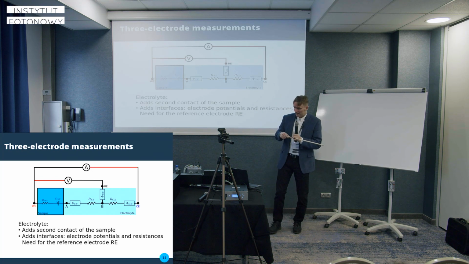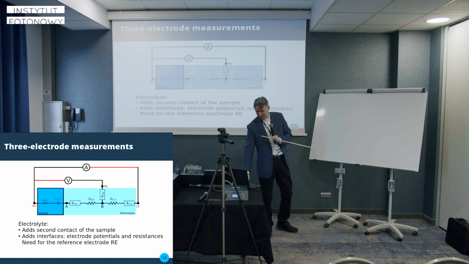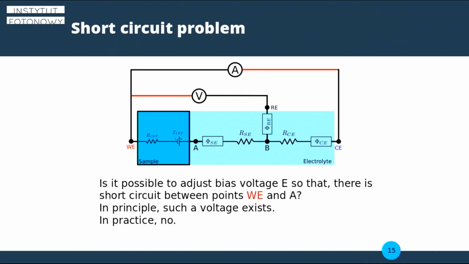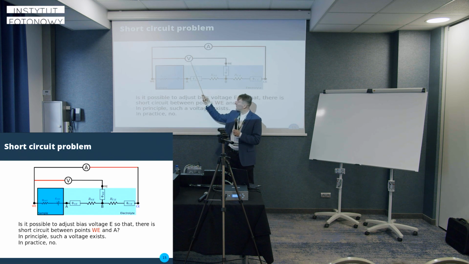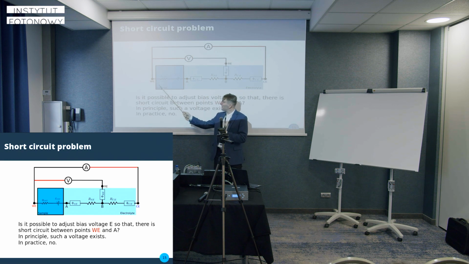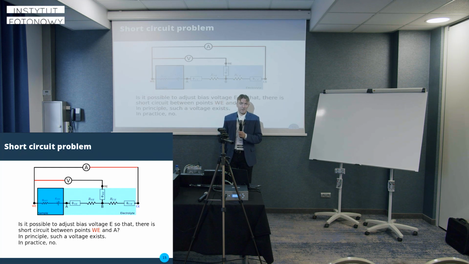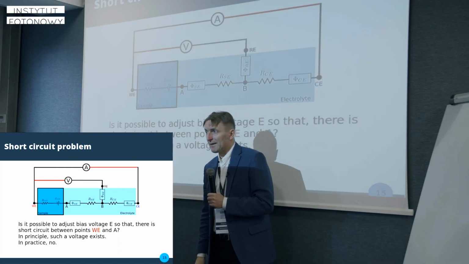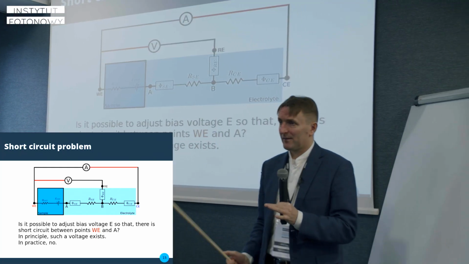But now, let's go back to our original problem. I would like to know what setting I should set here on this voltmeter in order to get this great short circuit current out of the sample between those 2 points, as it was in the 2-electrode setting. And this is a practical issue.